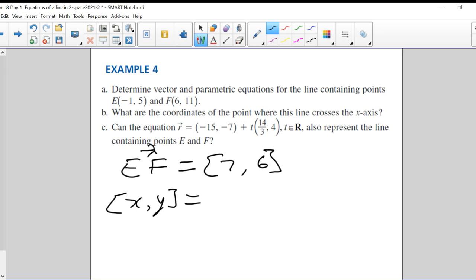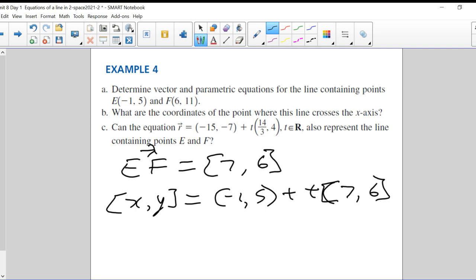Both points are on the line. You can pick whichever one you like. So I'm going to go with the E, for no particular reason. So we know that E is on the line. So I'm going to go with the minus 1, 5 plus the t times, use square brackets here, 7, 6. That's it. It does not matter. I could have used the 6, 11. I could use a minus 1, 5. Does not matter. All right.